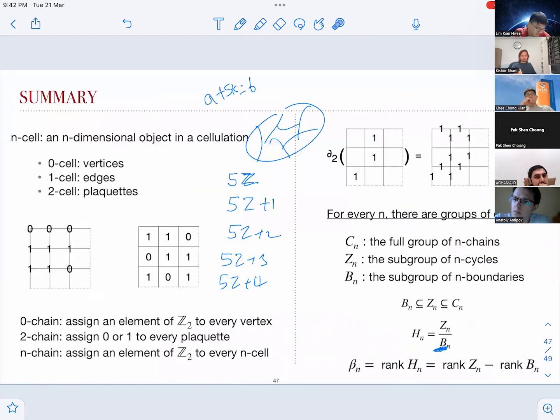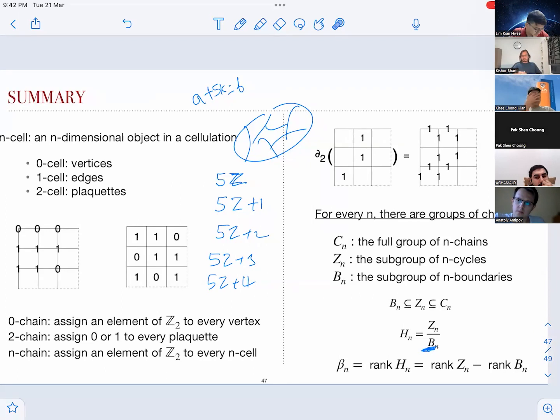Then we talked about the notion of chains, and how you can define the cycles and boundaries, and how they play together, and you can use the notion of boundary to partition your set into different equivalence classes, and that gives you the nth homology group, and its rank basically gives you the Betti number.